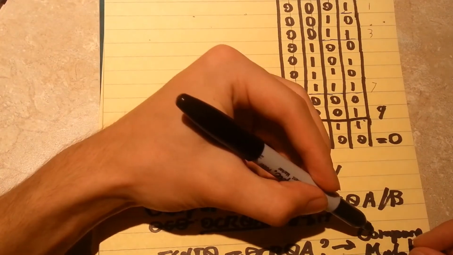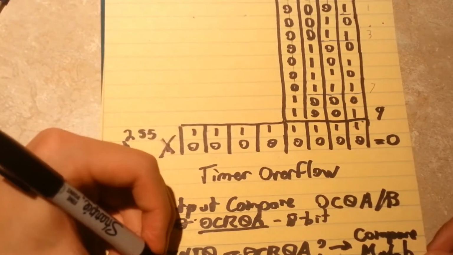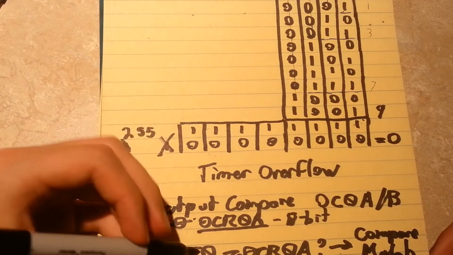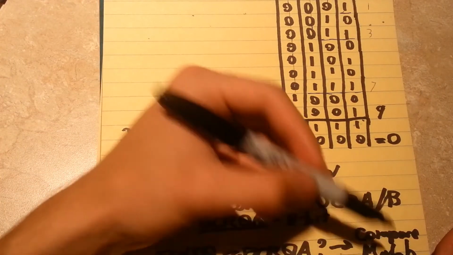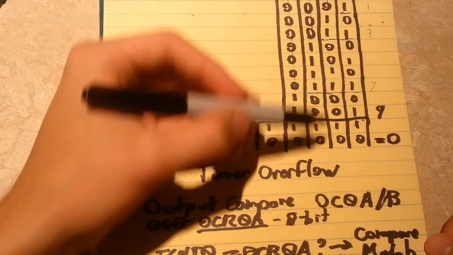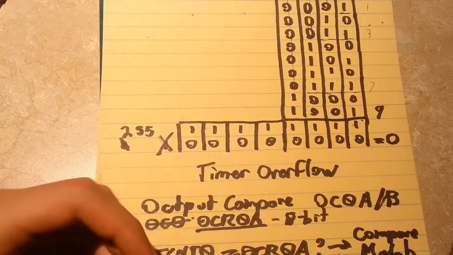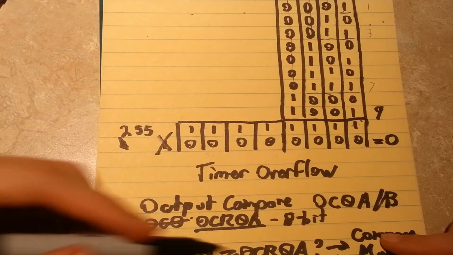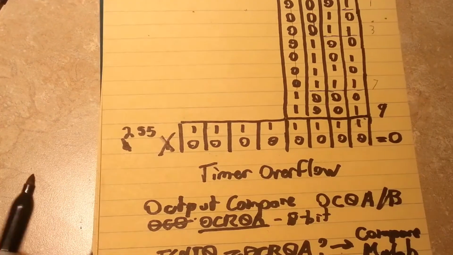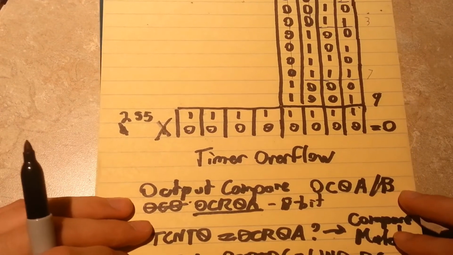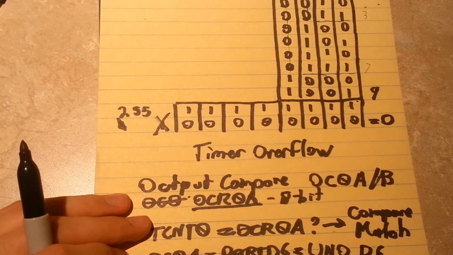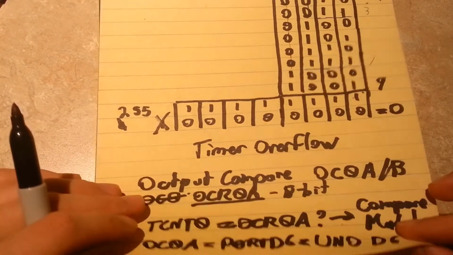When the compare match happens, it will clear or drive low D6, and when the timer hits the bottom right after an overflow, it will set high D6. It's still kind of hard to visualize what's going on, so let's graph it.